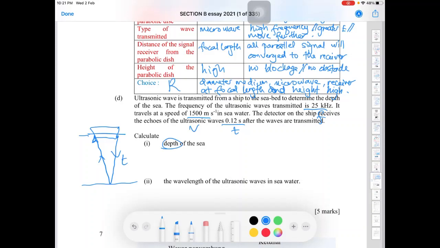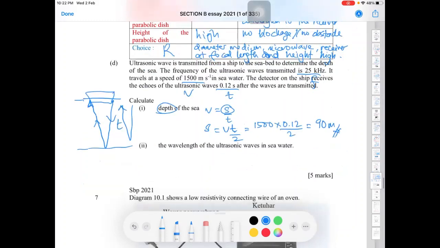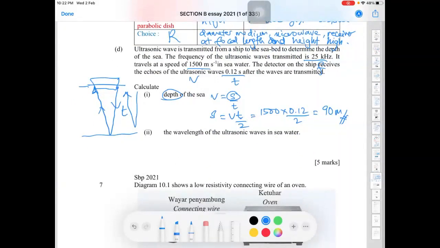So depth of the sea V equals to S over time. Jadi you nak kira S. So S equals to VT. Tapi T kamu ni pergi dan balik. Jadi T tu mesti divide by 2. Jadi you akan dapat 1500 times 0.12 divide by 2. Jadi you akan dapat 90 meter. Okay, alright. What about wavelength?